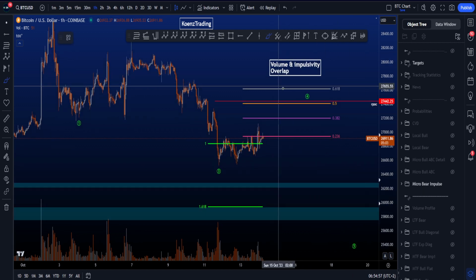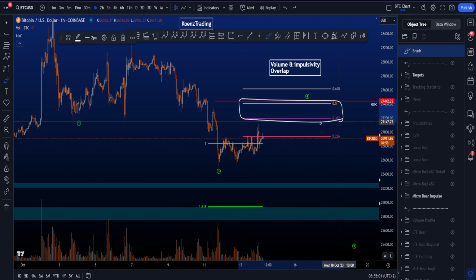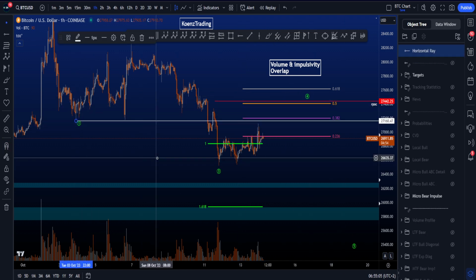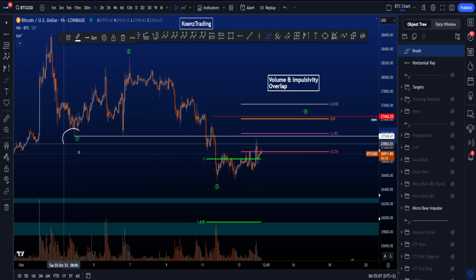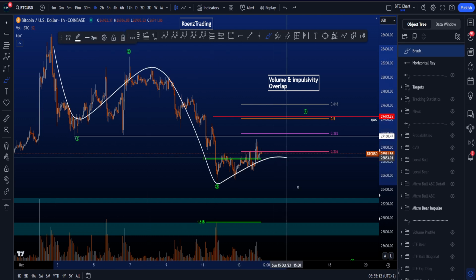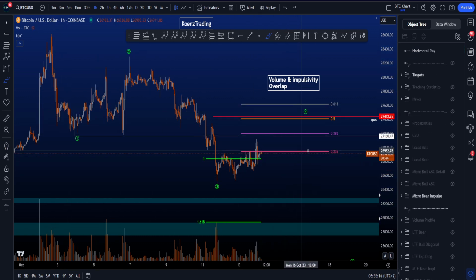Now the most common targets for a wave 4 are the 0.382 and the 0.5. This area over here leads us to a little bit of a problem, because then we're going to have overlap with the low of wave 1 over here, and that's not what you want to see in an impulsive structure 1, 2, 3, 4, 5. You don't want overlap between the low of 1 and the high of wave 4.